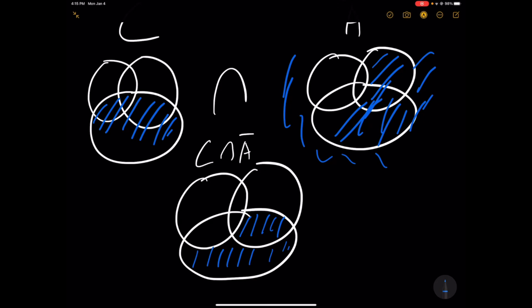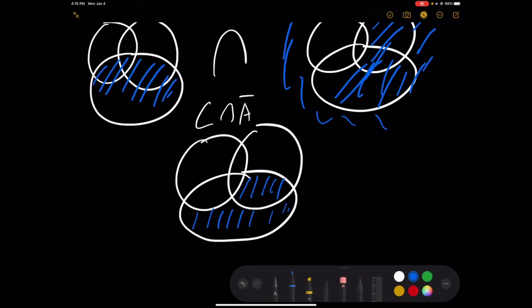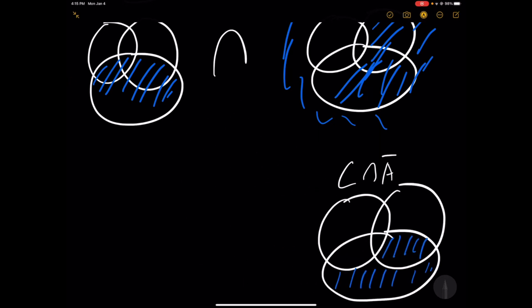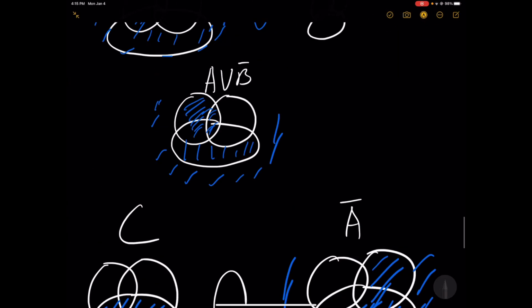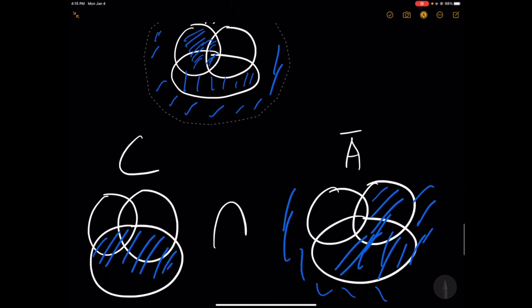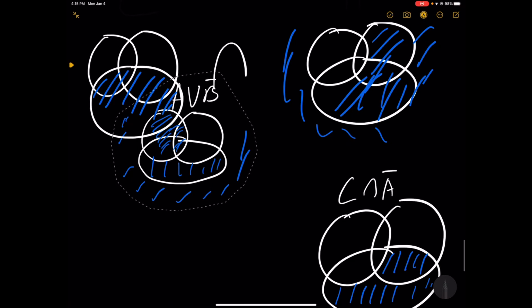Cool. So now we have this piece. I'll cheat a little bit. I'm going to take this piece and drag it over here. And then I'll take this piece, our answer from above, and drag it all the way down.